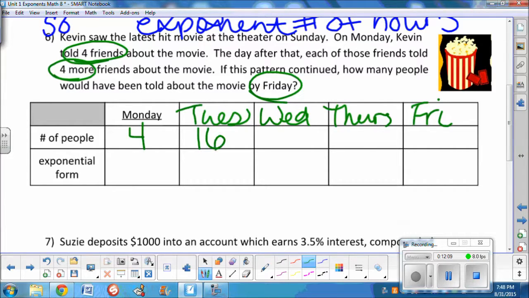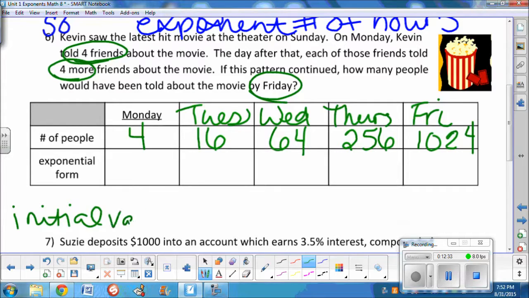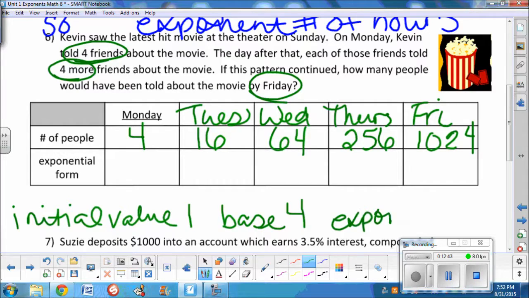So we have 16. 16 times 4 is 64. Times 4 again, and we're at 256. Times 4, 1024. So our initial value, let's talk a little bit here. Our initial value was 1 person, Kevin. And then what was the multiplier? Our base was 4. Our exponent, okay, is the number of days.